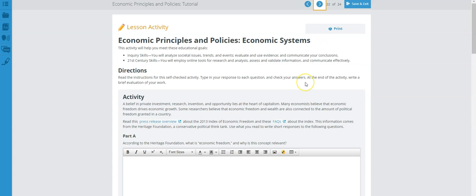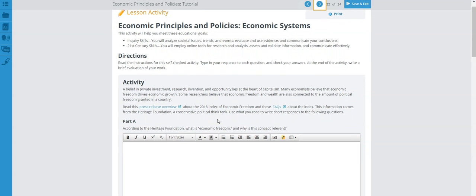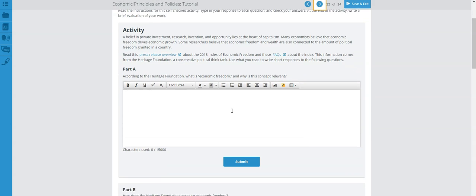Let's move on. We are now on page 22 of the Economic Principles and Policies tutorial, and we're doing the lesson activity, Economic Principles and Policies, Economic Systems. Please make sure that you read the directions, read the activity part, and review the links that have been given to you right here and right here. That is extremely important in order for you to answer these questions.